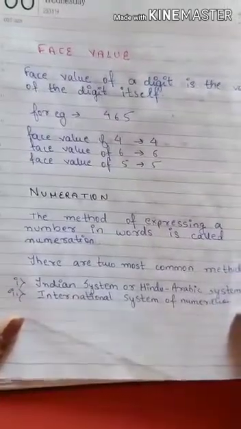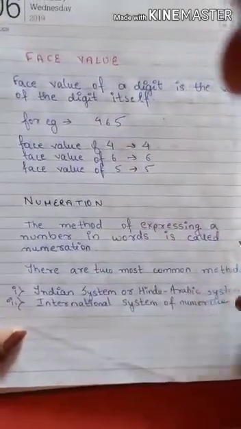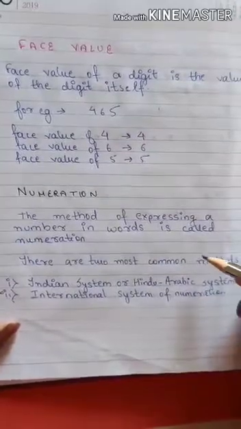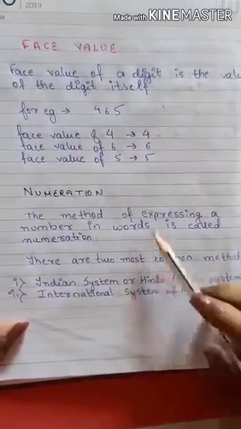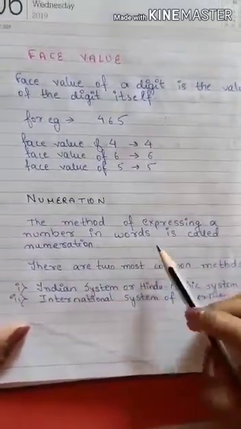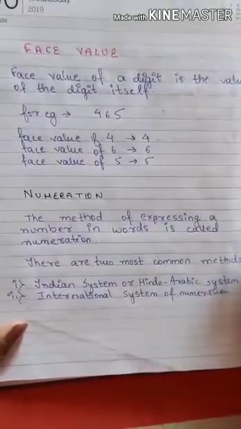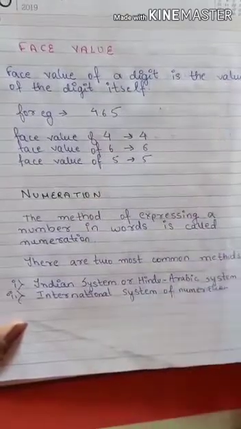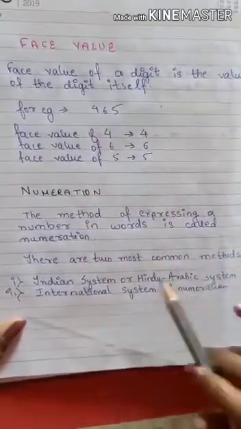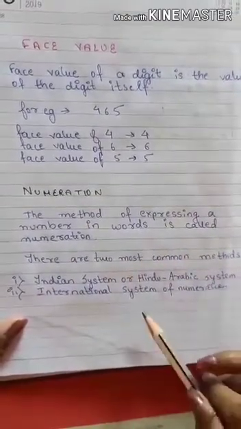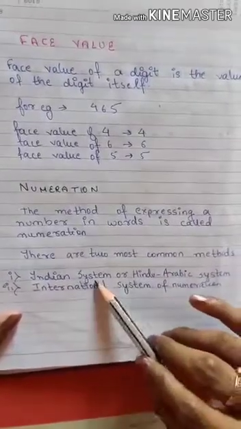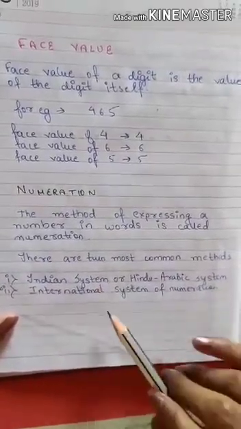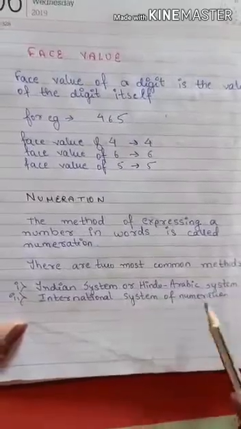Okay, children. Now coming to numeration. Numeration you have also done in standard 5. What is numeration? It is the method of expressing a number in words. Now we have the number, but how do we express it in words? Like here we say this as 465. So that is numeration. Basically we are going to learn about two common methods of numeration. First is Indian system or Hindu-Arabic system, and the second is international system of numeration.